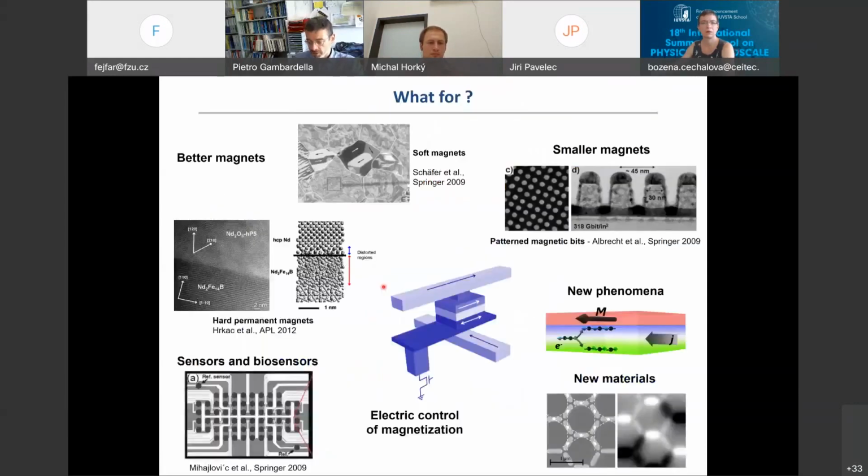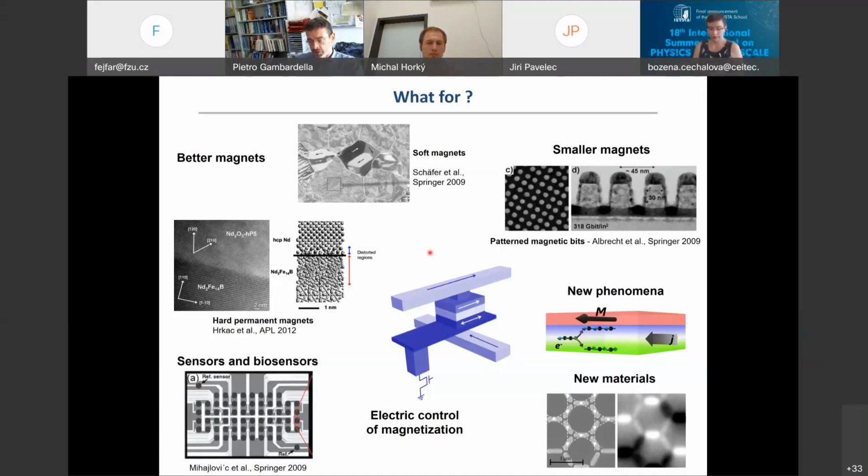So why is this interesting? From a practical point of view, we have the possibility to build better magnets, either hard permanent magnets or soft magnets, for many applications in electromechanical engineering, for example. And it's interesting to notice that even the tuning of hard permanent magnets is based on a very deep understanding of the micro and nanostructures of these systems.